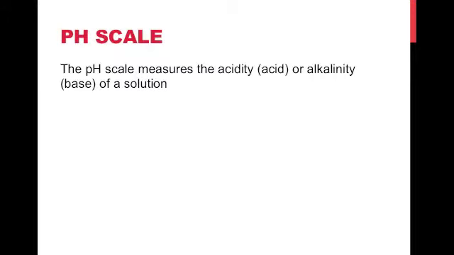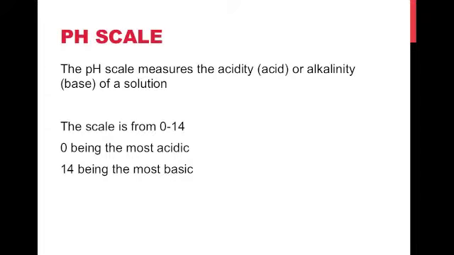The pH scale. It measures the acidity or the alkalinity of a solution, and that's whether it's an acid or a base, and how much of an acid it is or how much of a base it is. And this scale is from 0 to 14. 0 makes it the most acidic, and 14 makes it the most basic. And you can find out what a solution is on a scale by using litmus paper. Water is 7 on this pH scale.